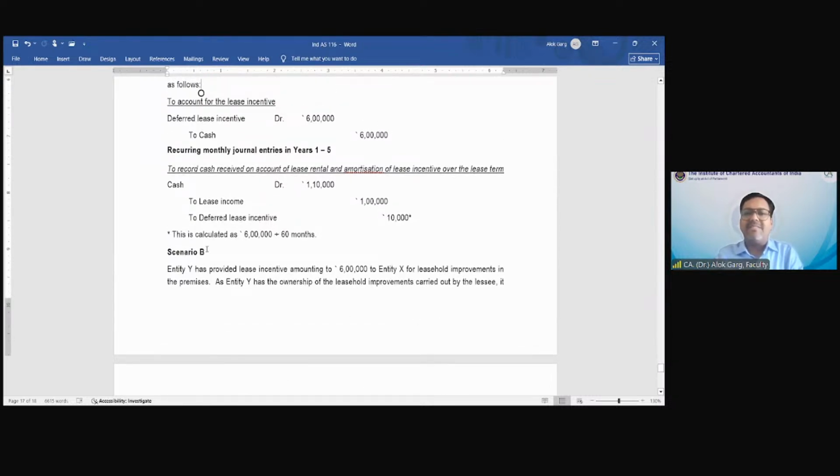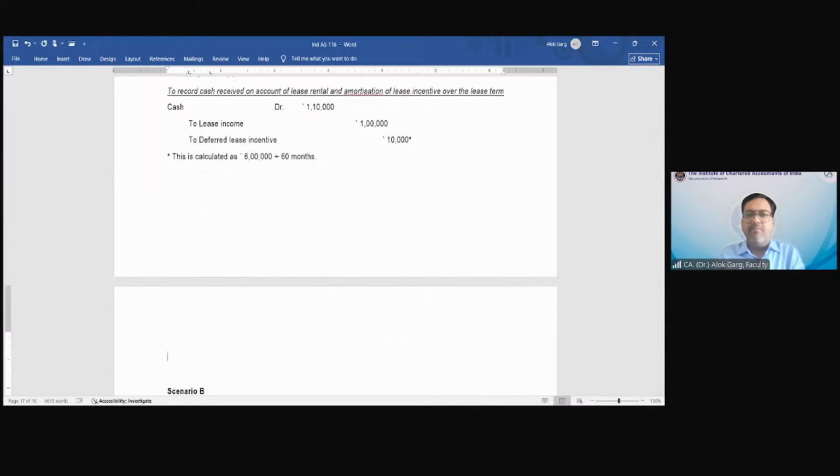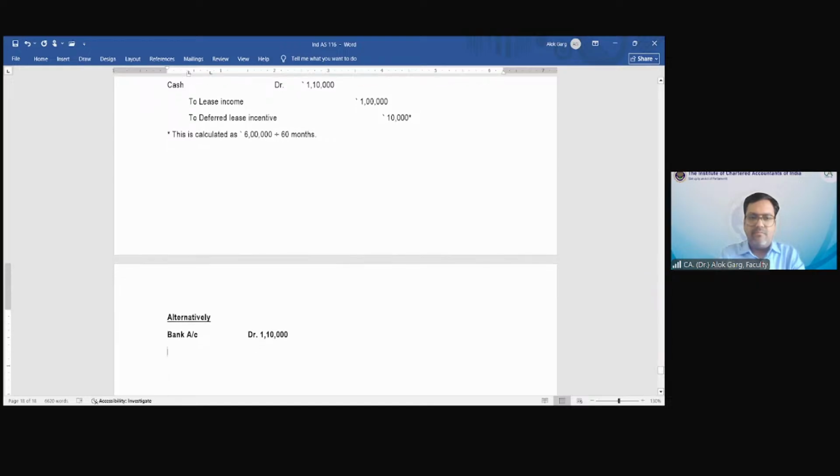Instead of recording this entry as this entry, I would recommend to make this entry like this. Alternatively, should I write the entry? Alternatively, yes. I am using bank account. Okay. So nothing is wrong. But bank account is more appropriate nowadays. Bank account debit 1,10,000. Sorry. 1,10,000 to lease rental. How much? What is the amount?